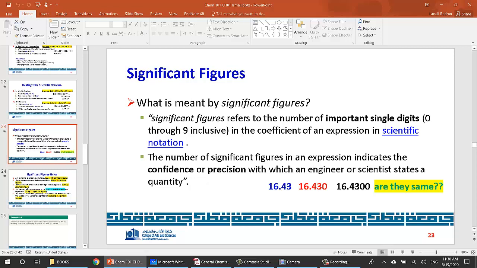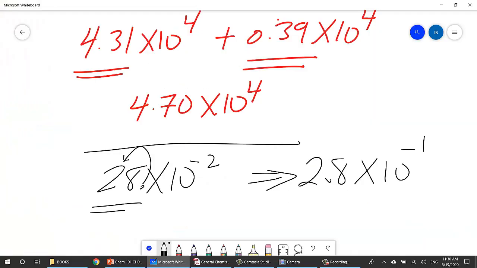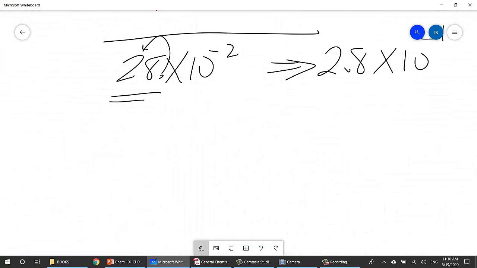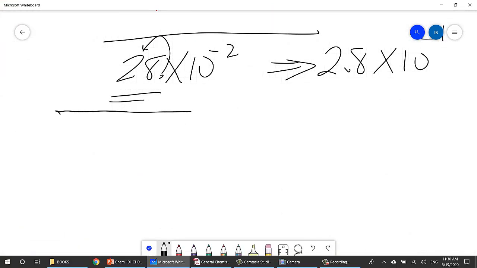When we say 16.43, 16.430, and 16.4300, are they the same? They look the same, but as I said, some of them are more accurate than another. Now let me explain to you what is exactly meant by the significant figures.